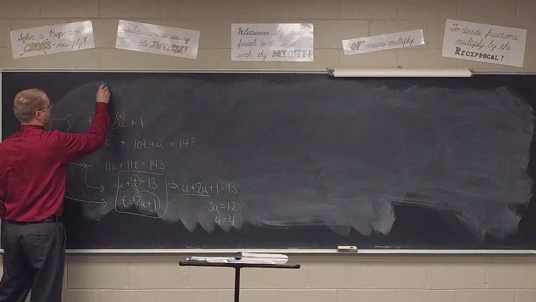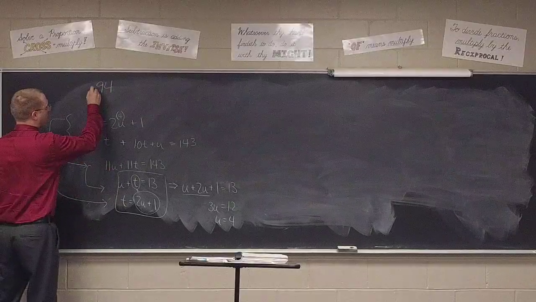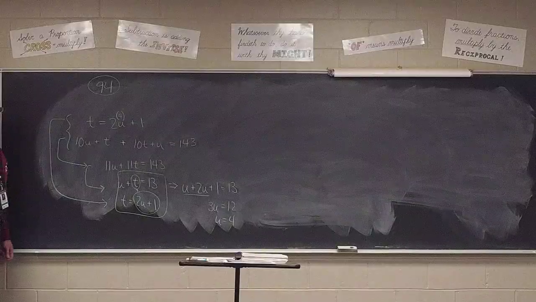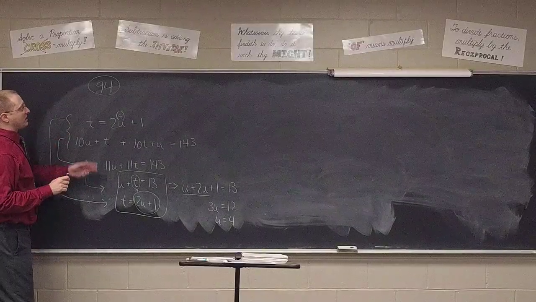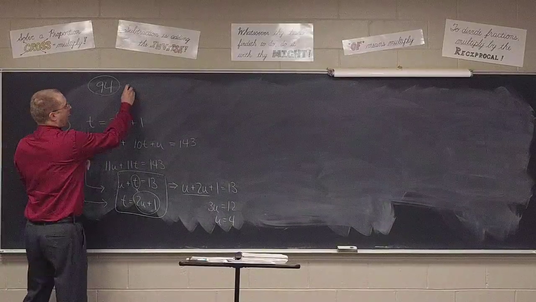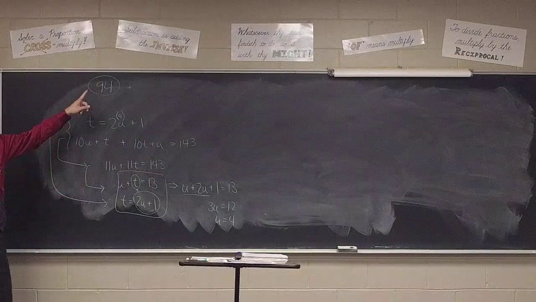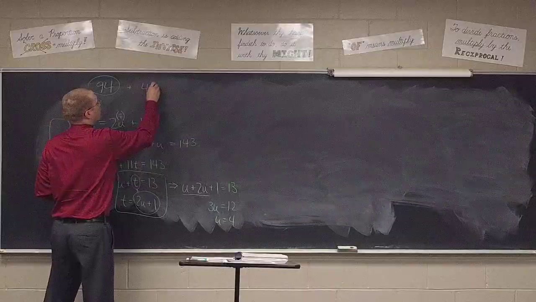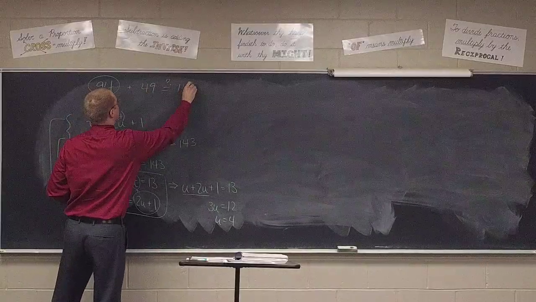94. There we go. If the tens digit is 9 and the units digit is 4, 94 should have been our number. Now, Gavin, you could have checked this, though. What we would do is say the sum of this number and the number with the digits reversed, class, 49, should equal 143.